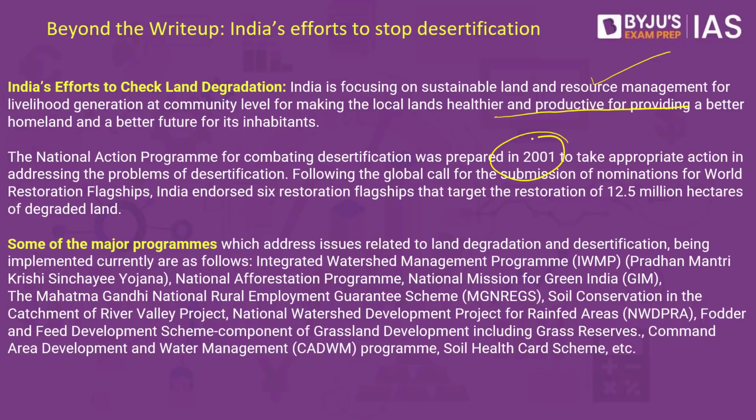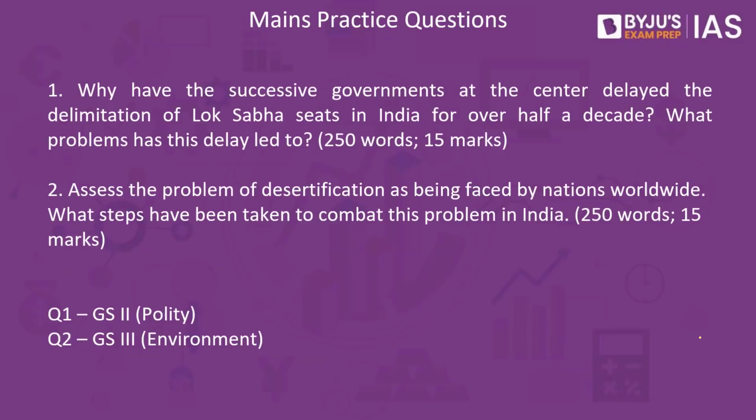Some of the other programs in this field by the Indian government include the Integrated Watershed Management Program, the National Afforestation Program, the Soil Conservation in Catchment of River Valley Project. We also have the Soil Health Card Scheme, which informs the farmers what is the requirement of their respective soils so that they can use the appropriate variety and amount of fertilizers. We also have the Command Area Development and Water Management Program running across the country. All these efforts are being made to ensure that the problem of desertification is put to an end in India. These are the topics that we wanted to discuss from the Hindu newspaper today.